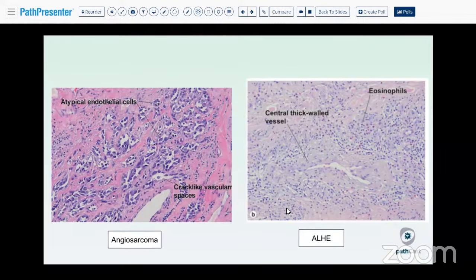Angiosarcoma versus ALHE side by side. Again, those atypical fish-in-a-creek endothelial cells and crack-like fenestrations, versus normal, well-formed AVM-like vascular channels, plus, of course, your lymphoid and eosinophilic infiltrate of ALHE. And here are hobnail endothelial cells compared to evil endothelial cells.